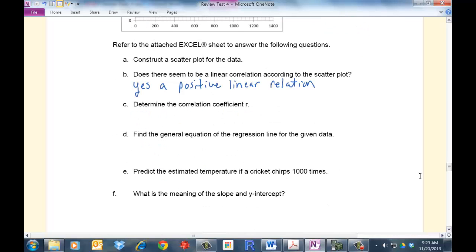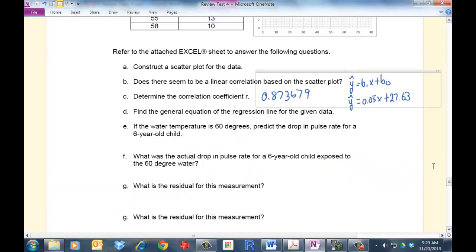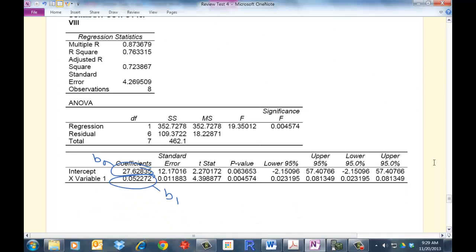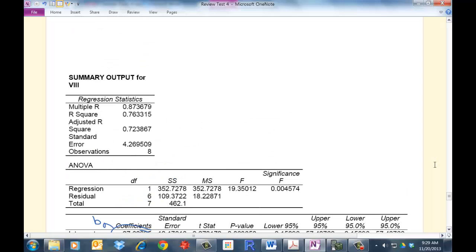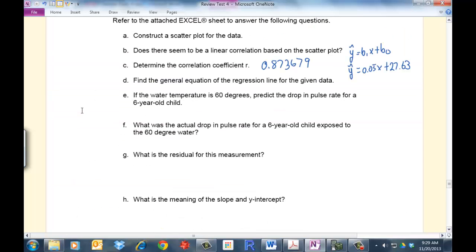Now part C is asking us to determine the linear correlation coefficient. And that's going to come from the printout down here. The linear correlation coefficient is right here, so we just write that number down, 0.873679.